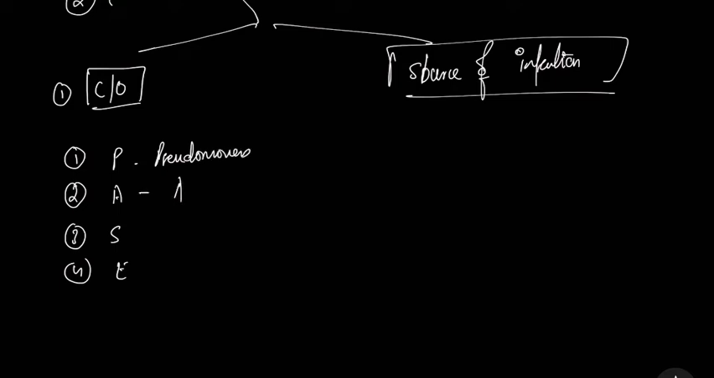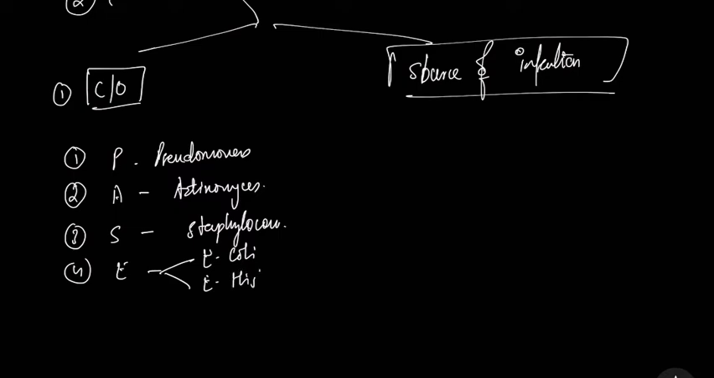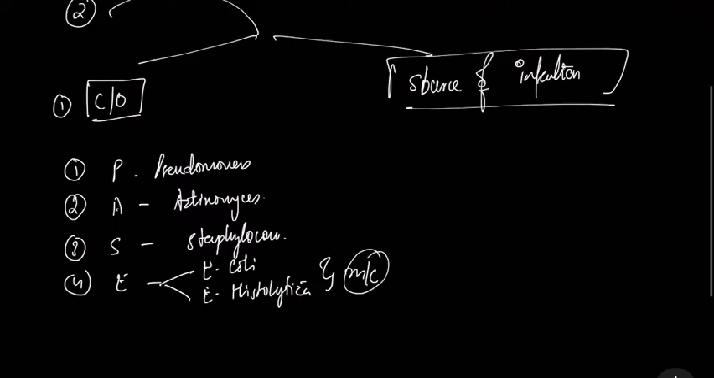A is for Actinomyces. S is for Staphylococcus. And E has two, that is Escherichia coli and Entamoeba histolytica. Right, and these two are the most common causative organisms for liver abscess.